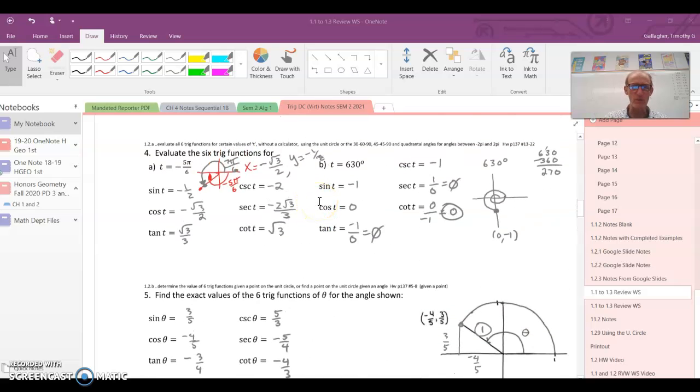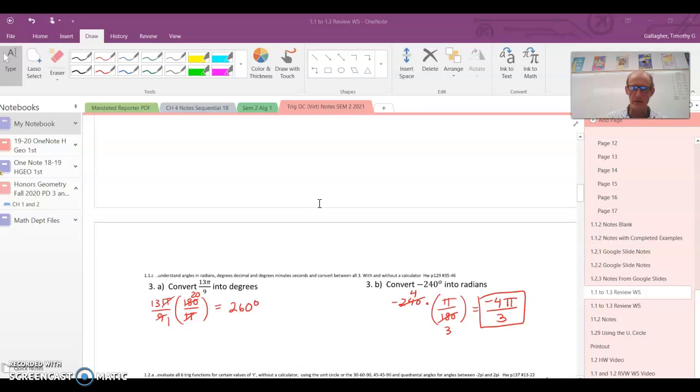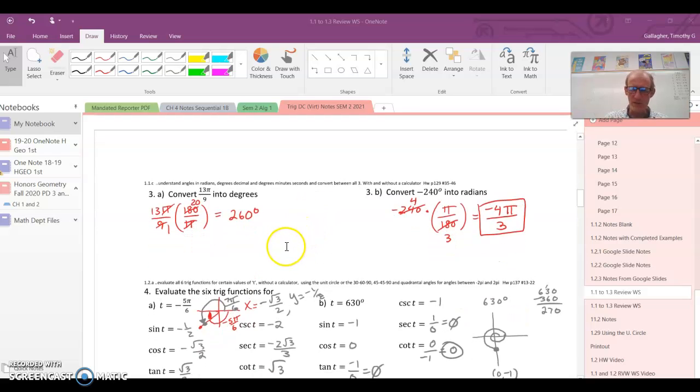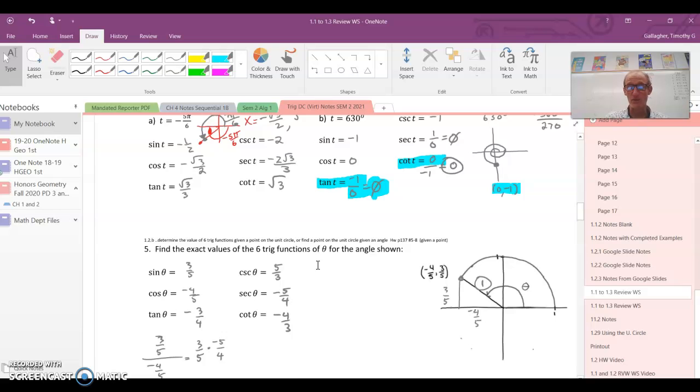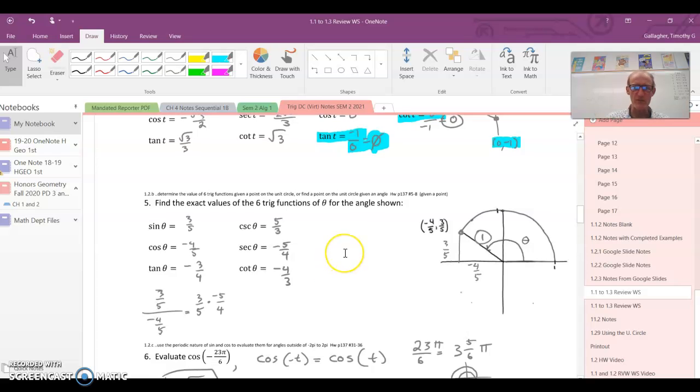Now, I left off with number 4, and on number 4 you can see that we have a value, for example, the cotangent of the angle is 0, but the tangent of the angle is undefined because it's y over x, and at this point x is 0, the 630 degrees. So some of these values might turn out to be negative, or might turn out to be undefined, not possible. Number 5 says find the exact values of the trig functions.